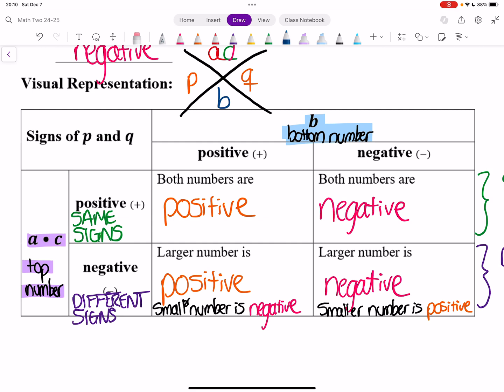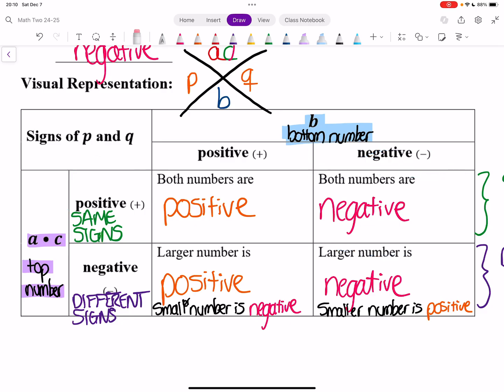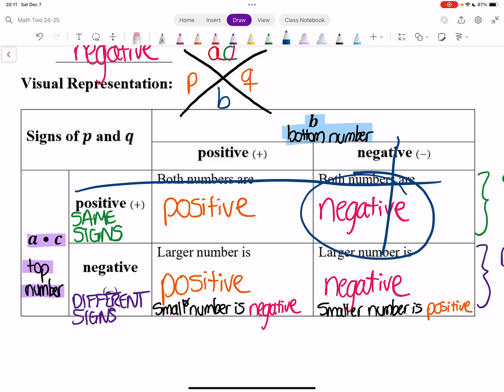Next, you would look at b and try to determine if b was positive or if b was negative. If a multiplied by c was positive and b was positive, then both numbers, p and q, are positive. If a multiplied by c was positive, but b was negative, then both numbers, p and q, are going to be negative. Remember, you look for the intersection of the two pieces, and that's where your solution lies.